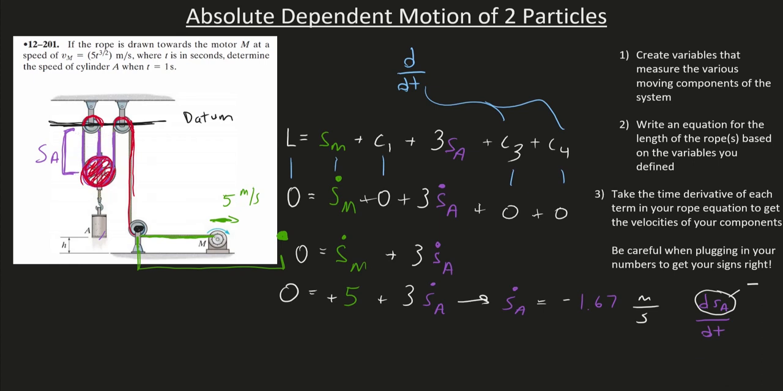And finally, just to finish things off, this is the speed of this pulley here. But of course, I remember my argument that this pulley and my cylinder move together perfectly. They're tied together, they have the same velocity and the same acceleration. So therefore, this 1.67 is also the velocity of my cylinder. That cylinder A is also moving upwards with a speed of 1.67. Alright, hope things are making sense. We'll do one more.